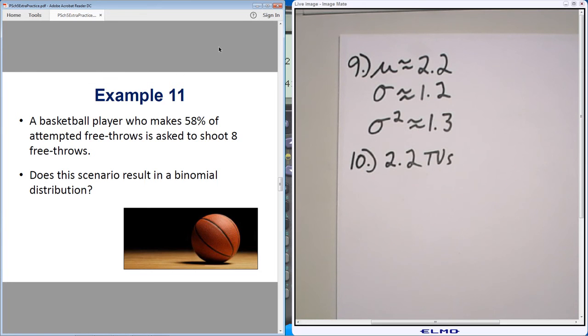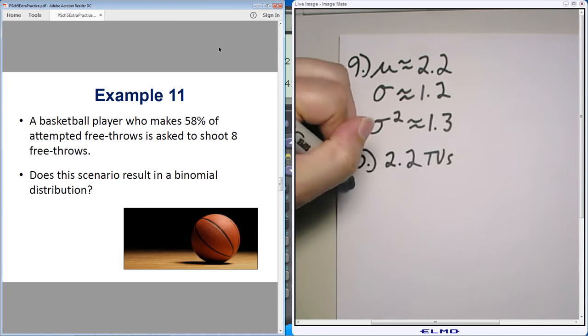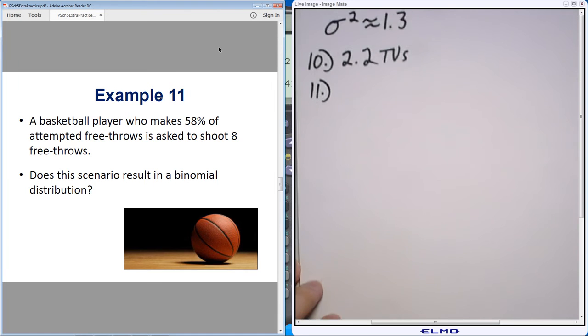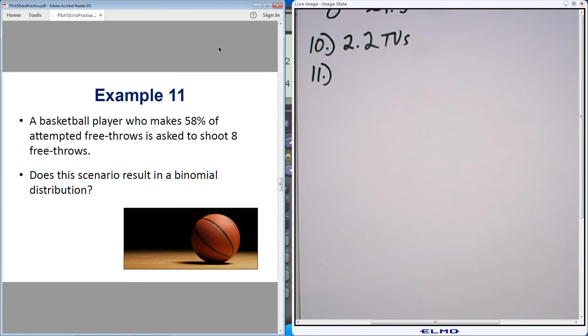Now for number 11. A basketball player who makes 58% of attempted free throws is asked to shoot 8 of them. Does this result in a binomial distribution? Remember, binomials have 4 characteristics. There's the fixed number of trials. Well, that would be the 8 free throws, so that's okay. All the trials are independent. Studies have shown that free throws are considered independent trials, so that's okay too.